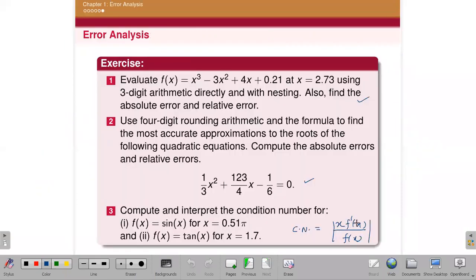X into first derivative f of x, then divide by f of x. By this formula, you find the condition number at the particular x. But in the next lecture, we will derive this formula also.